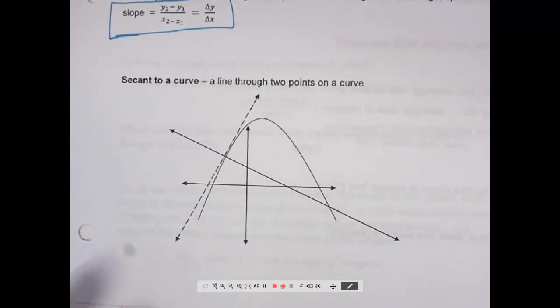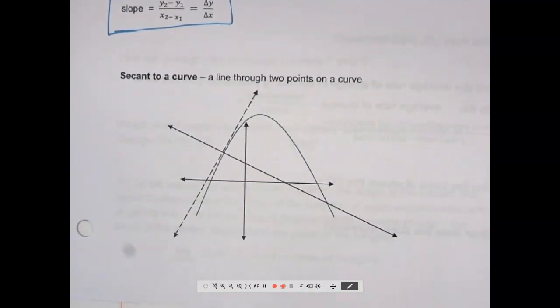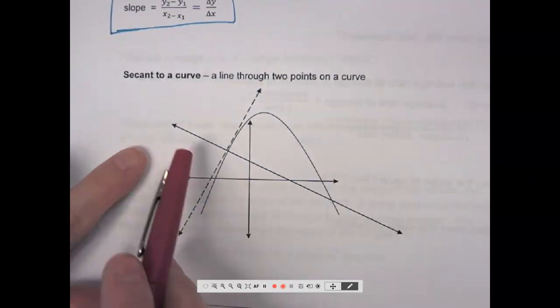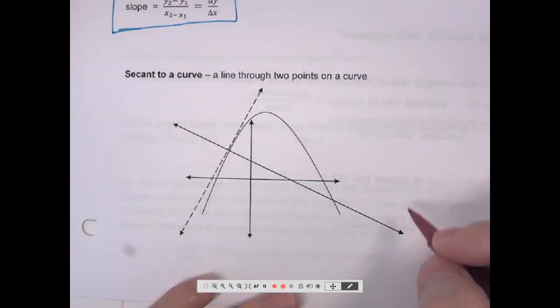A secant to a curve, maybe you remember from geometry, is a line that goes through 2 points on a curve. So this line right here is a secant. It's intersecting that parabola twice.